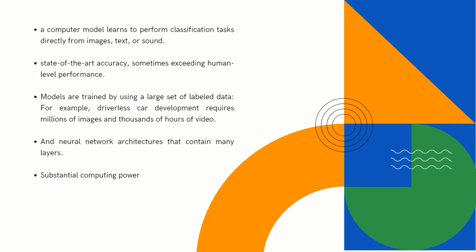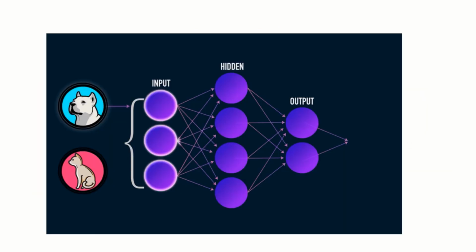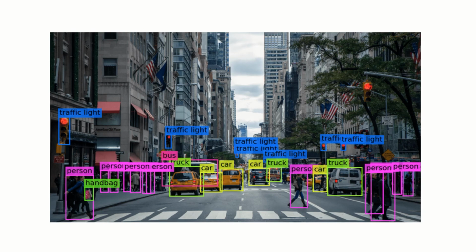So a computer model learns to perform classification tasks directly from images, text or sound. Let's say, for example, computer vision. Let me show you a diagram here. So now, for example, this is the road, and there's a traffic light on this road. There's a person or pedestrians as well. There are lots of people around. Then there are cars on the road, there are trucks on the road, there are traffic lights, and different people are carrying different things in their hands. For example, the lady on the left might be carrying a handbag, and so on.